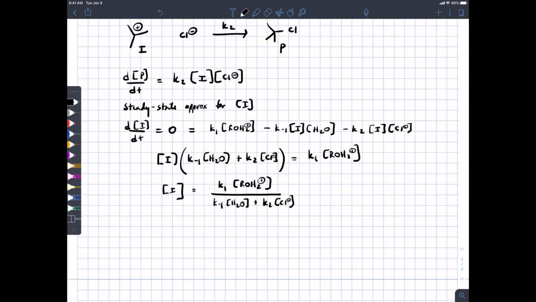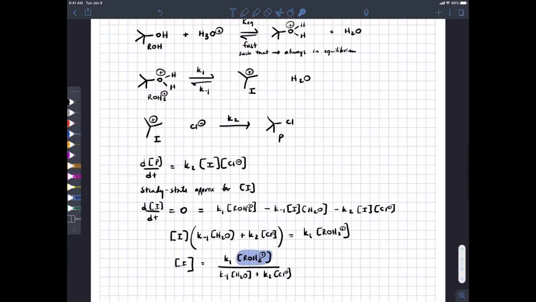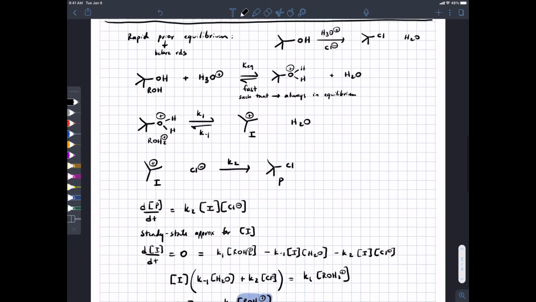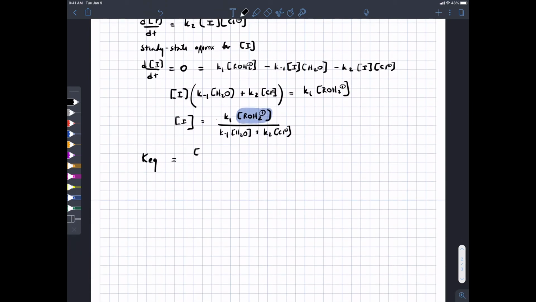So far, you're not seeing anything different from what we saw before, but the problem is we don't really know what this concentration of ROH2 plus is. All we know is that the concentration of ROH2 plus is immediately replenished by this equilibrium. So let's see if we can write down an expression for the concentration of ROH2 plus that is related to things that we know or can know. This equilibrium constant KEQ equals the concentration of ROH2 plus times the concentration of water divided by the concentration of alcohol times the concentration of hydronium.